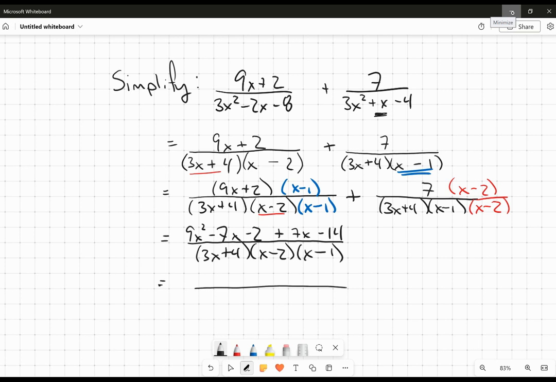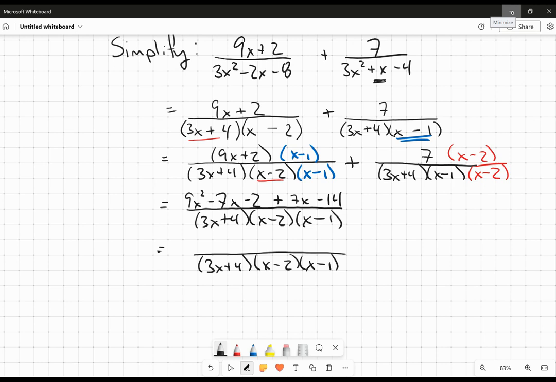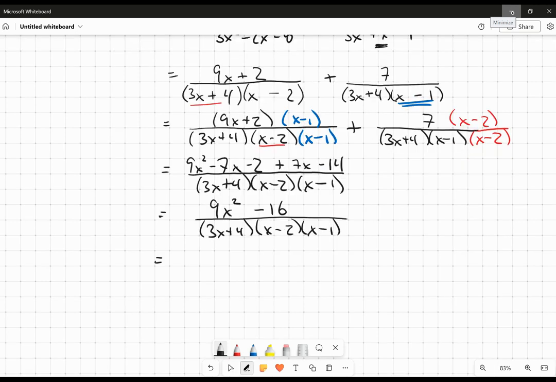I'm not going to do much quite yet with that denominator. We'll see what happens here. But in the numerator, I'm going to simplify that down. There is no other term that's got a square in it, so that's okay. I'll leave it like that. But I've got a negative 7x and a positive 7x. That cancels. That's awesome. And then I've got a negative 2 and a negative 14, so negative 16. And that, interestingly enough, is a difference of squares, which means I can factor that down as 3x minus 4, 3x plus 4.